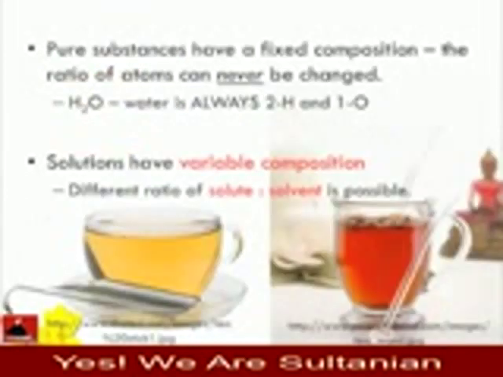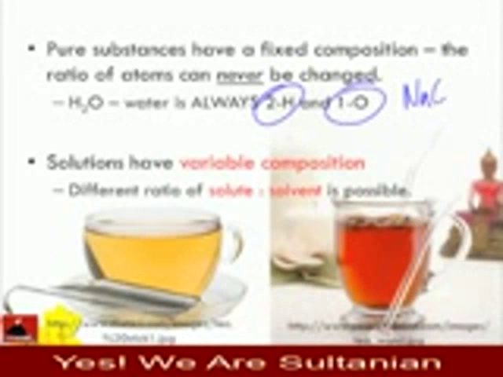Pure substances have a fixed composition. The ratio of atoms can never be changed. So if we look at something like water, as we said, we know that water is always 2 hydrogen atoms combined to 1 oxygen atom. The other example that we used was salt. We're going to look at salt in terms of NaCl, but we know as science majors that anything that is considered an ionic compound is considered a salt. So we're looking at salt in terms of sodium chloride. And we know that sodium chloride is composed of Na and Cl. So those are considered pure substances.